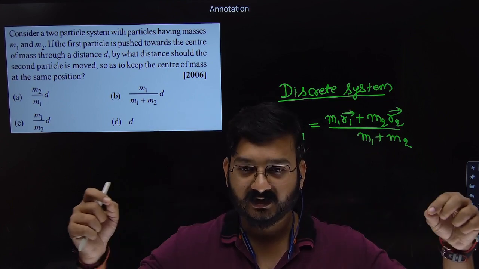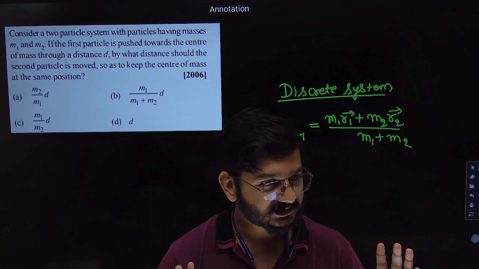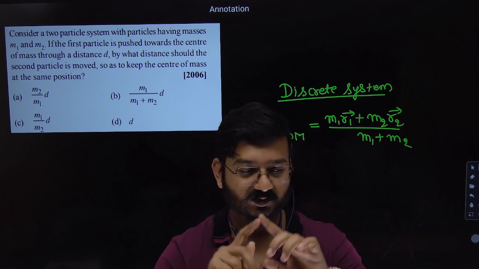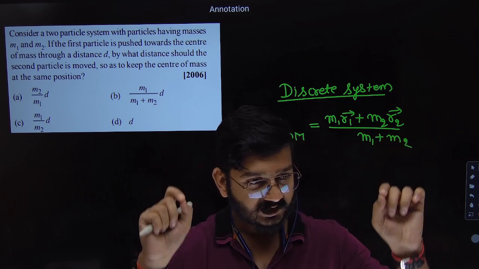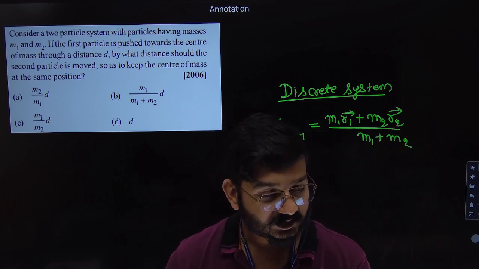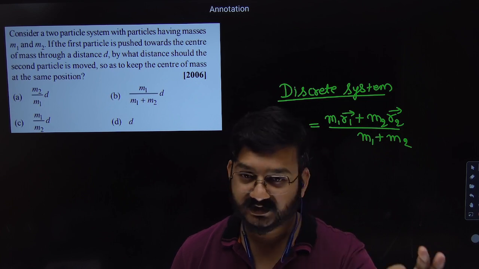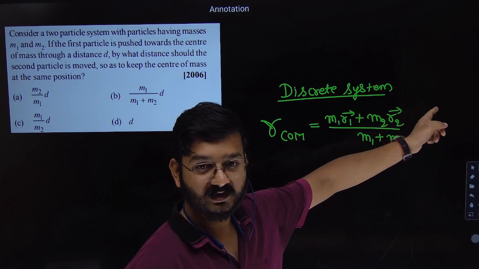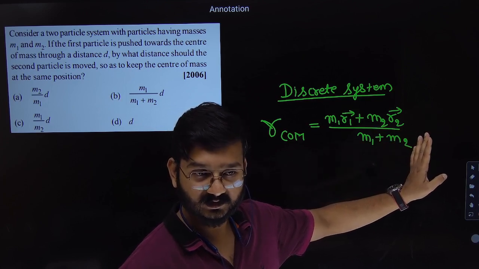Suppose you have a straight line, two particles are there, discrete system. Suppose you have a triangle, three particles are there, discrete system. Suppose you have a square, on the vertices of the square or rectangle, four particles are there. That is a discrete system. If fewer particles are present, it is discrete. If you have a third particle, you will just write M3 R3 plus, and M3 in the denominator.